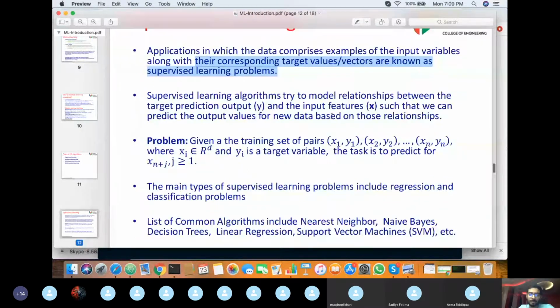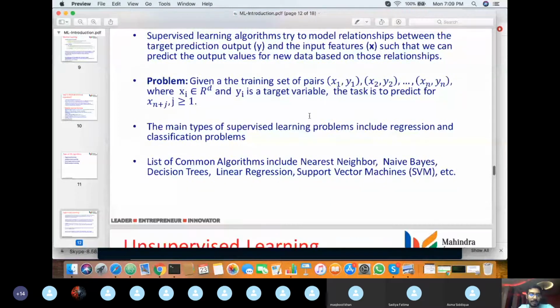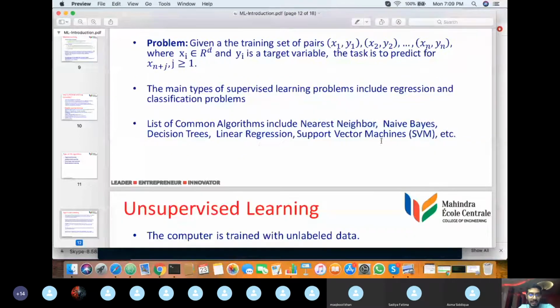Okay, supervised learning problem. Now, in supervised learning, you have two different types of problems: regression and classification. Common algorithms that support supervised learning are k nearest neighbors, naive Bayes, decision trees, linear regression, SVMs, etc. We won't be dealing with all of these algorithms, but we would be dealing with linear regression, and decision trees partly, because we'll be covering the random forest algorithm. So in that, we would be covering decision trees as well.